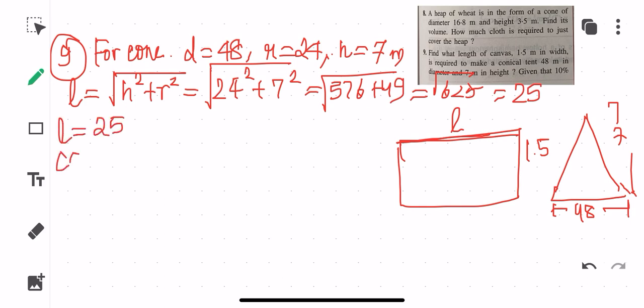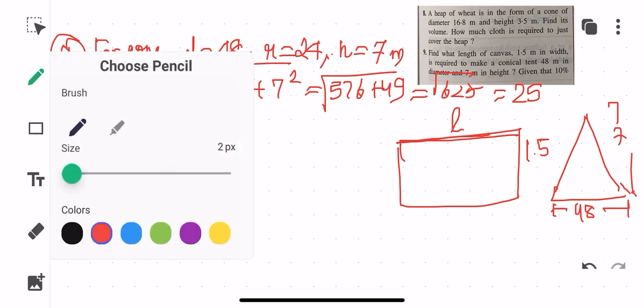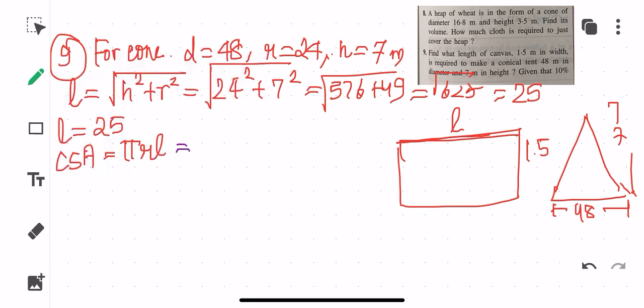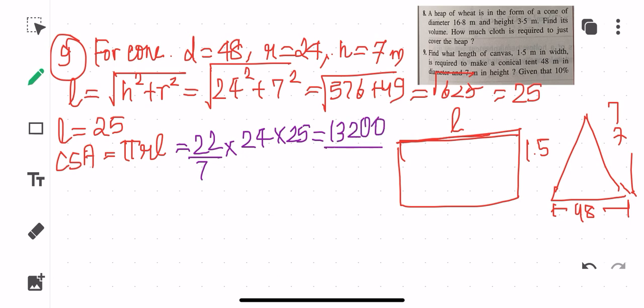Now I will be calculating CSA. So CSA is equal to how much, children? The formula says pi r into L. Now using this formula, just calculate. They have not given that you have to take pi as 3.14, so you will be taking 22 upon 7. So this is 22 upon 7 into radius 24 into what is the slant height, children? You have calculated as 25. Okay, so how much is this going to be equal to? We'll just calculate. See, 24 into 4 is equal to 100, and then you are left with 6. So 22 into 6 is 132. So this is going to be equal to 13200 divided by 7 meter square.